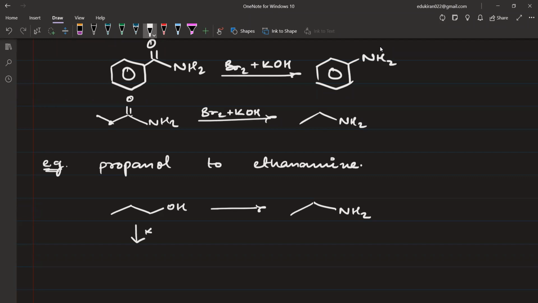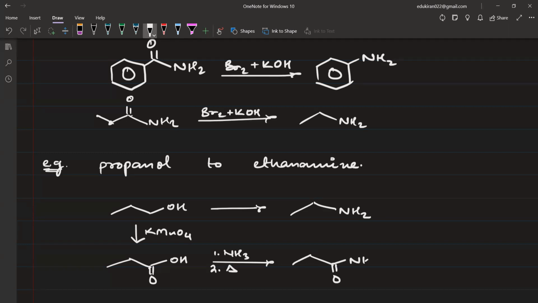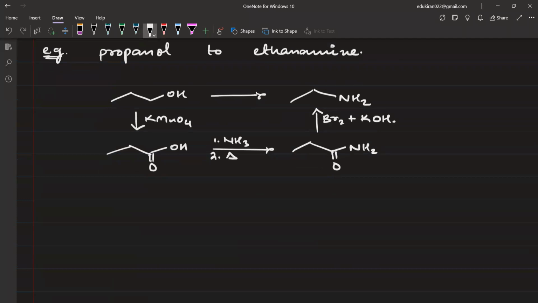To convert this to carboxylic acid, you will use KMnO4 oxidation. So you will get double bond O, OH, and then you will add ammonia, NH3. Okay, you will add ammonia in the first step, and in the second step, you are going to heat it up, and you will get what? First of all, you will get ammonium salt, and after that, you will get C double bond O, NH2. Okay, and after you get the amide, you are going to react this with Br2 plus KOH. Write this conversion. After conversion, you will write physical properties.